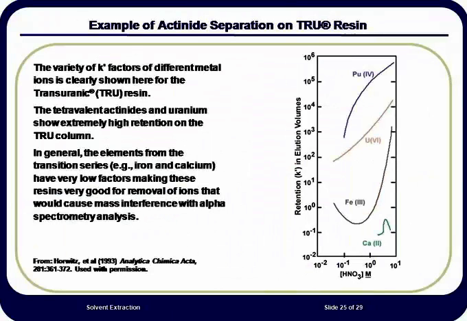For all of these curves of K' versus nitric acid concentration, it is important to see that the oxidation state of each ion is clearly identified. This is important as the K' value will be different for different oxidation states for each of these ions.